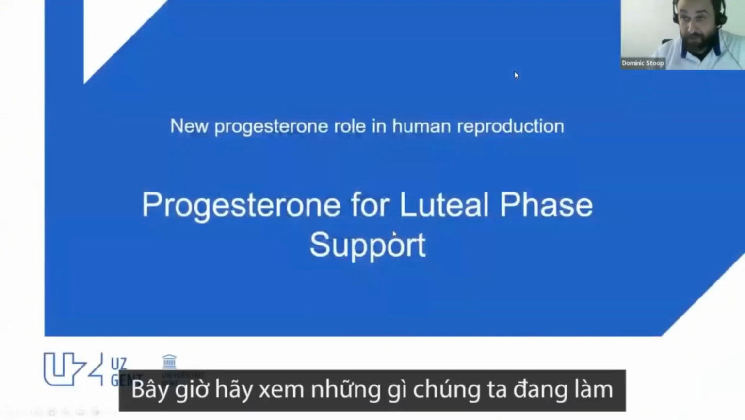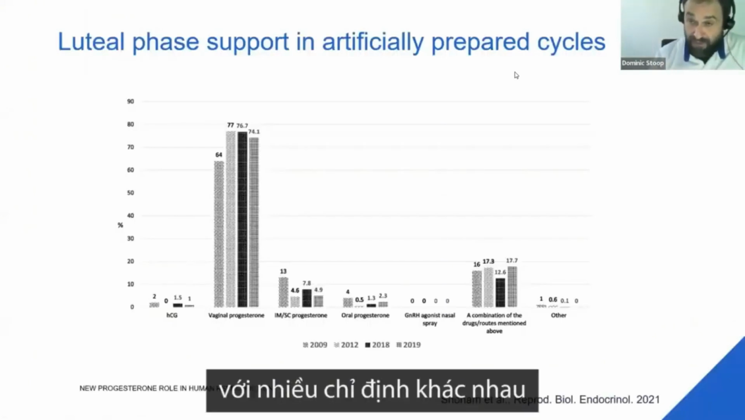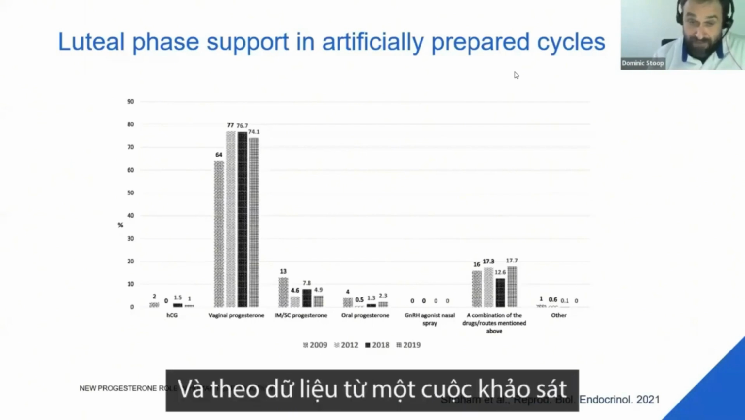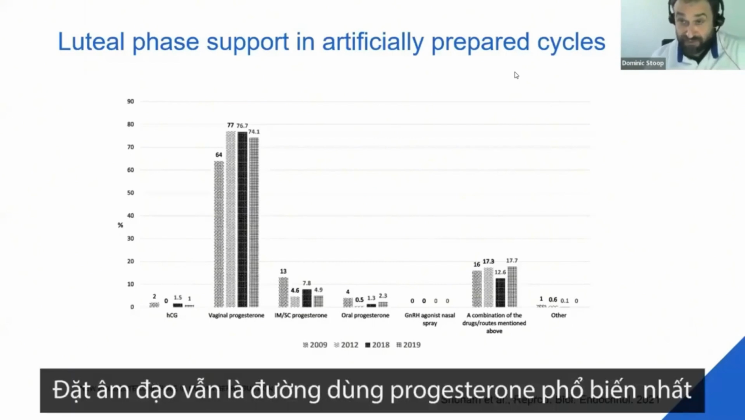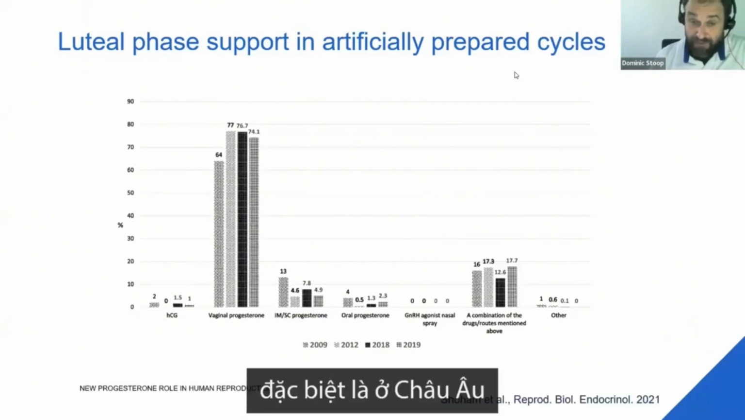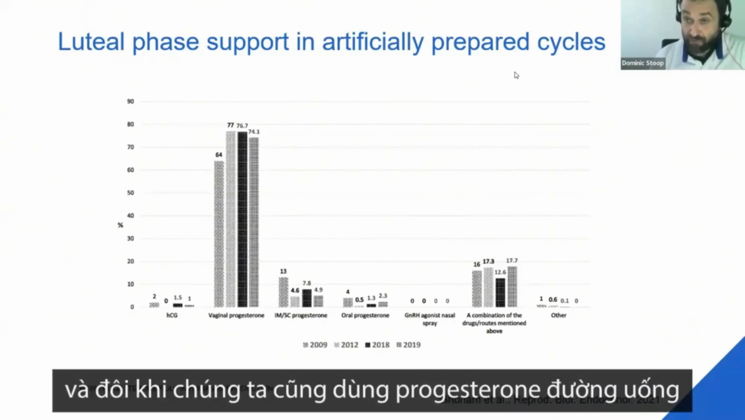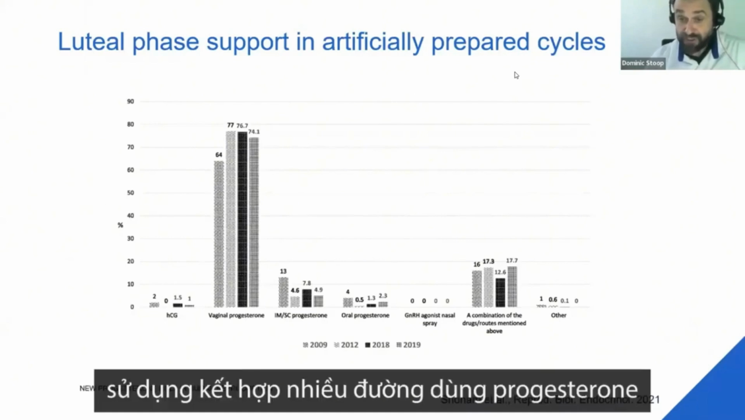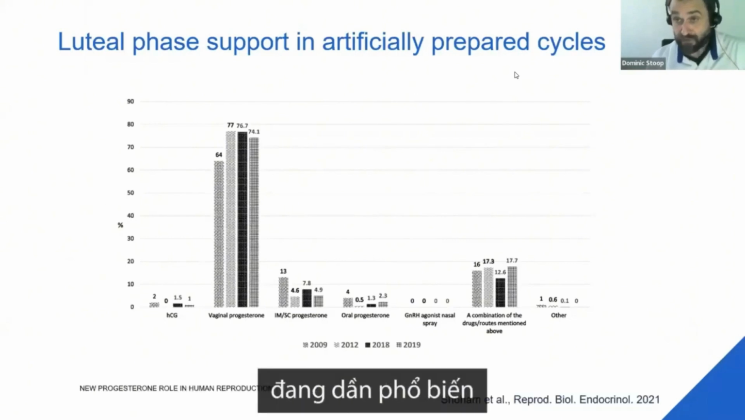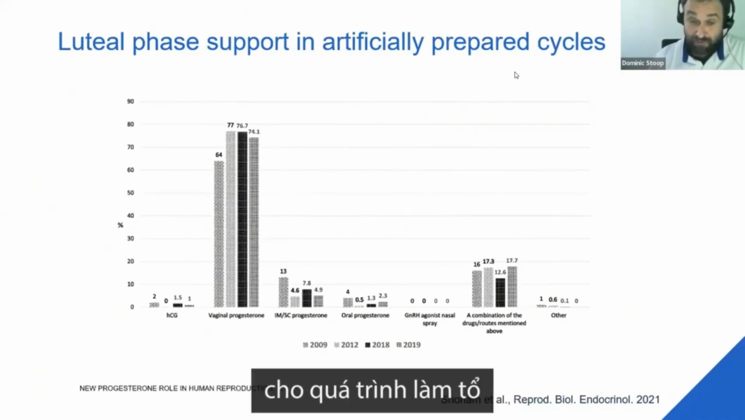Now let's have a look at what we do in our daily practice. We use progesterone, all of us, in many indications, but all in the luteal phase. Most of us, and this is data from a survey, do it with vaginal progesterone. Vaginal progesterone is still, especially in Europe, the most popular application for our patients. Although in other countries, especially the US, IM progesterone is being used, we also sometimes use oral progesterone, and more and more we start to use progesterone in combinations, using different routes for our patients in order to optimize the progesterone required for implantation.